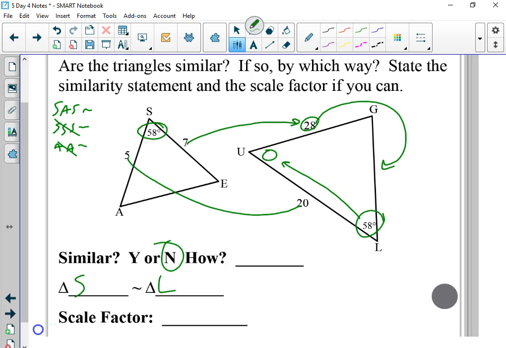The numbers work out. 58 and 58, same. 5 times 4 is 20, 7 times 4 is 28, great. But they also have to be in the right position, and these are not. Now, we don't have to do it, but let's just say if we had U, G, L, and the 58 was here, and the 28 and the 20 were here, we'd be okay. Because then it would work out great. But it doesn't. We don't have that, so we have to say no.